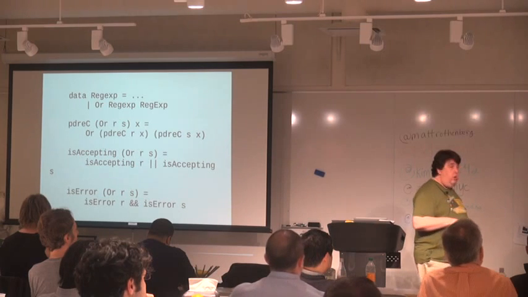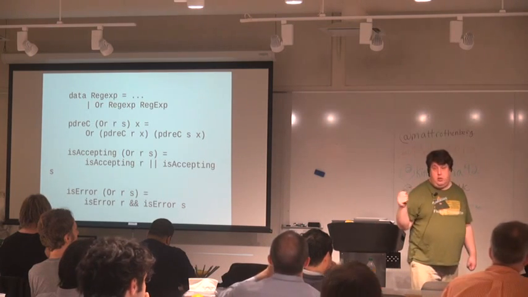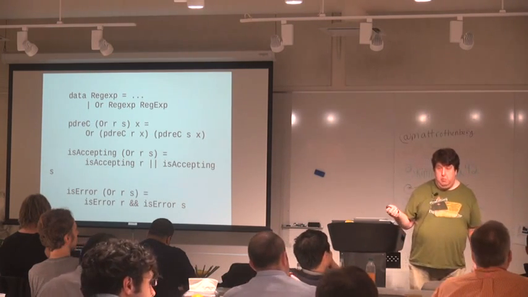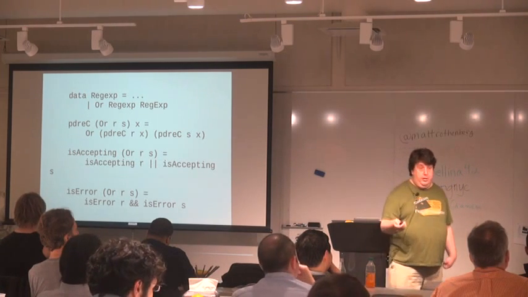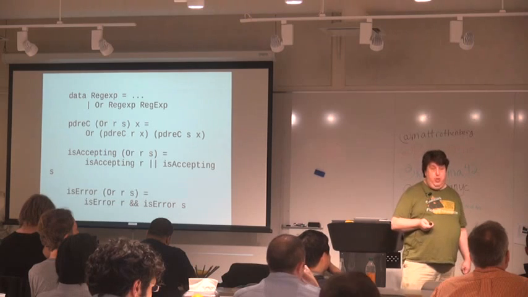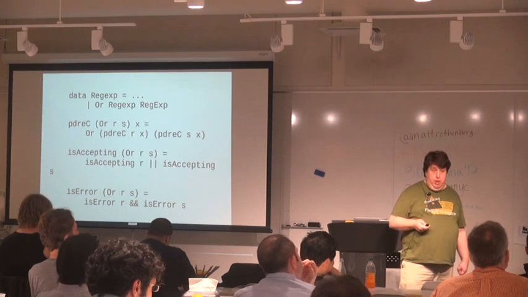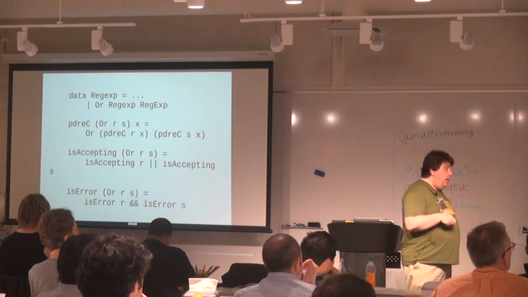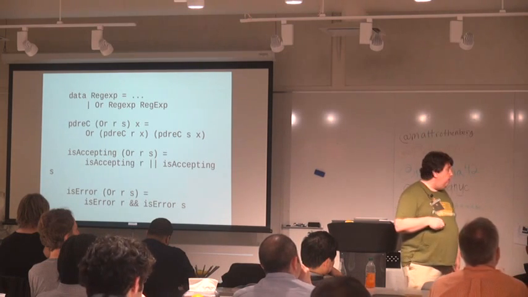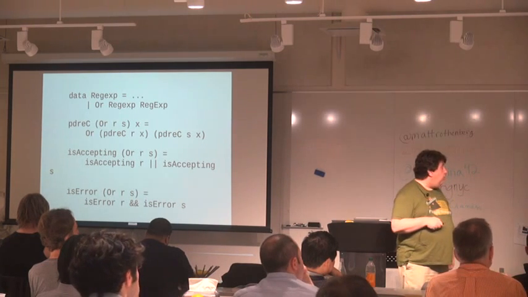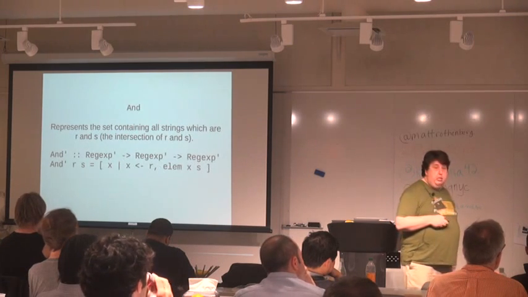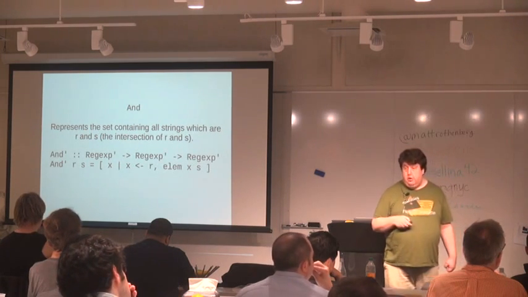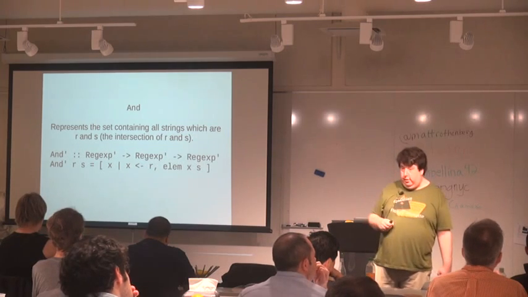It is an error only if both subexpressions are an error. You only get the empty list out of concatenating two lists if both lists you're putting in are empty. If either list is not empty, then the result of the concatenation is not empty. So is error is only on AND. Speaking of AND, let's do AND. We've done OR, let's do AND.